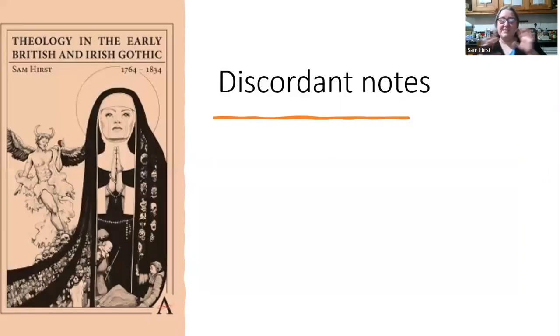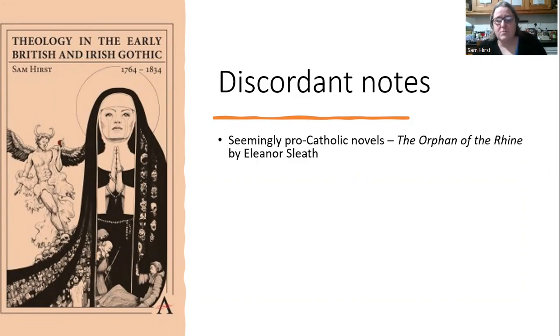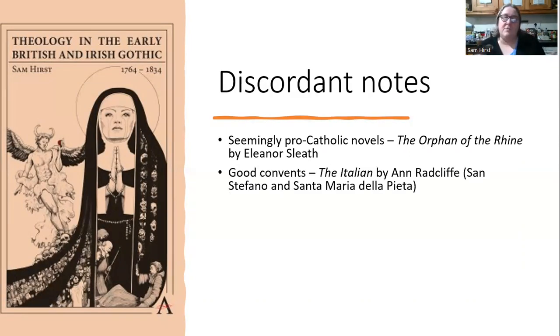However, there is a great deal more complexity to the question than a simple kind of monolithic anti-Catholicism. There are a number of discordant notes which challenge these fairly flat anti-Catholic readings. In what sense? Well, as Maria Purves points out, there are some seemingly fairly pro-Catholic novels within the Gothic canon, including texts like The Orphan of the Rhine by Eleanor Sleath, with a majority Catholic cast, where those outside of the Catholic Church are usually villainous. In a number of texts, we have good institutions, particularly good convents, classically in The Italian by Ann Radcliffe, where two convents are contrasted, the evil San Stefano and the good Santa Maria della Pietà. So not every Catholic institution is depicted as evil or pernicious.